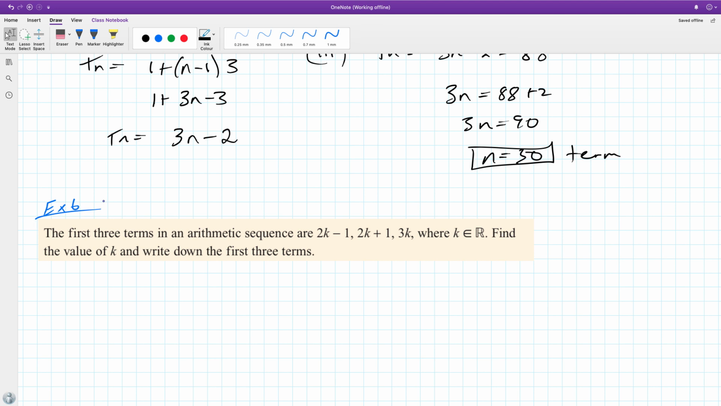How would you get from the first to the second? You add the same thing. How would you get from the second to the third? You add the same thing. The same way, for example, the 10th minus the 9th is equal to the second minus the first.